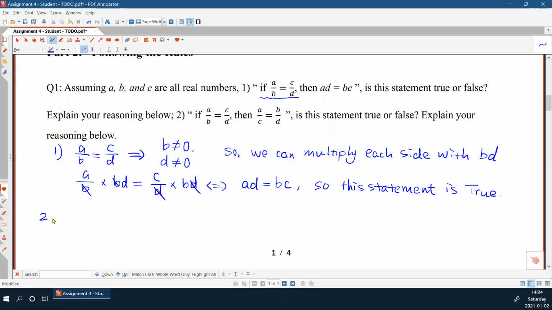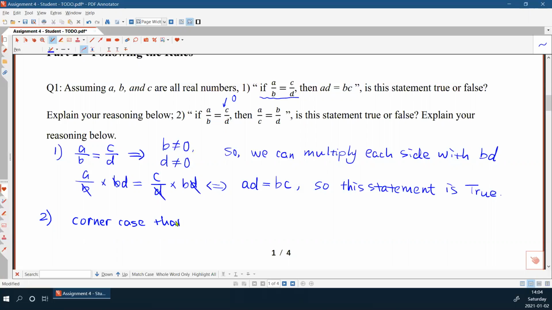Okay, second one. If it tells you that A over B equals C over D, then A over C equals B over D. Is this statement true or false? This statement is false because if you know that A over B equals C over D, D could be 0, right? There is a corner case.